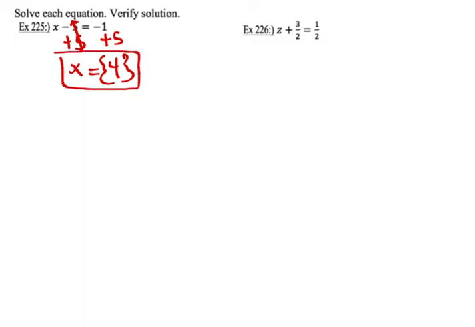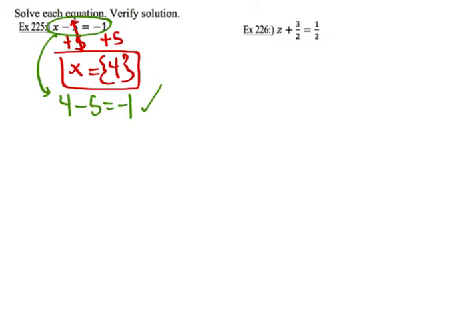Then we just check to see if that is the correct solution. In place of x, we're going to put 4. 4 minus 5 equals negative 1. That's just taking this original equation and bringing it down, plugging in x equals 4. And by the way, that's true. 4 minus 5 is negative 1.